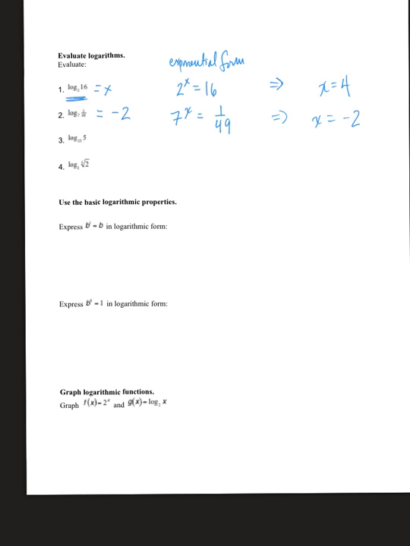In the next example, if I wanted to write it in exponential form, it would be 25 to what power equals 5? Well, I know if I take the square root of 25, I'm going to get 5. So in this case, x is going to equal 1/2. So this logarithmic expression equals 1/2.